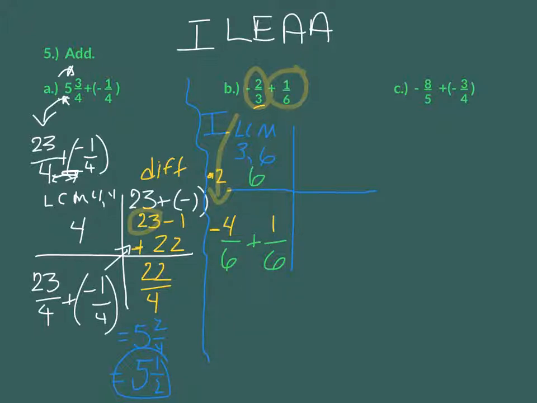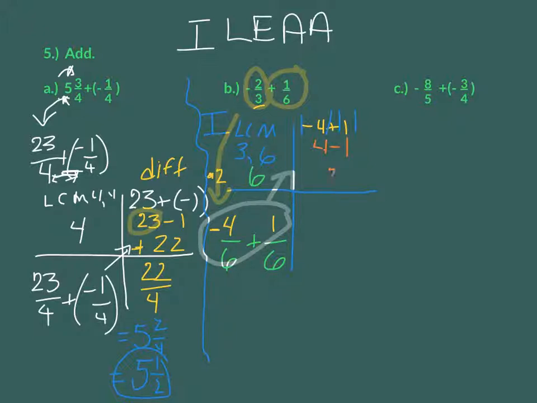Now I look at those numerators, and I'm going to bring those right up here to do my addition. That means I'm going to have -4 plus 1. Signs are different. Find the difference. So I get my absolute values of both of these. Absolute value of -4 is 4. Absolute value of +1 is 1. I'm going to be subtracting those because the signs are different.